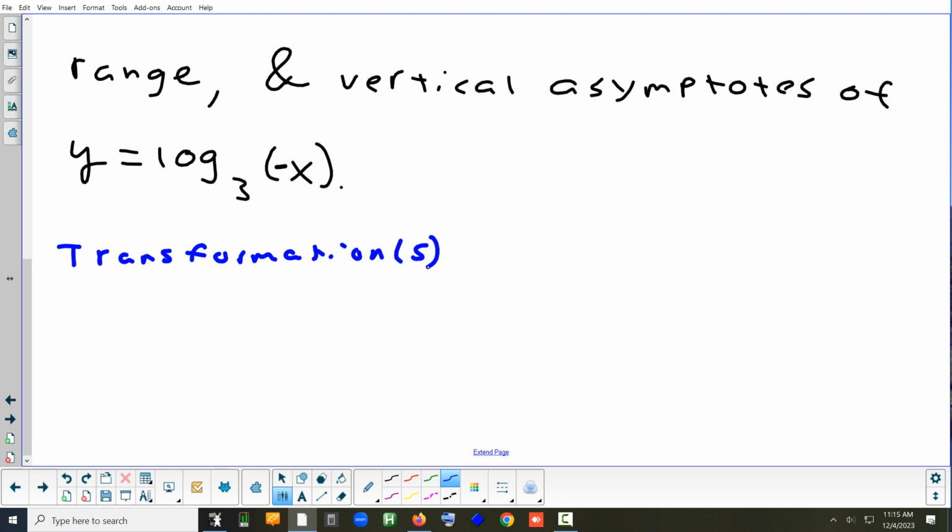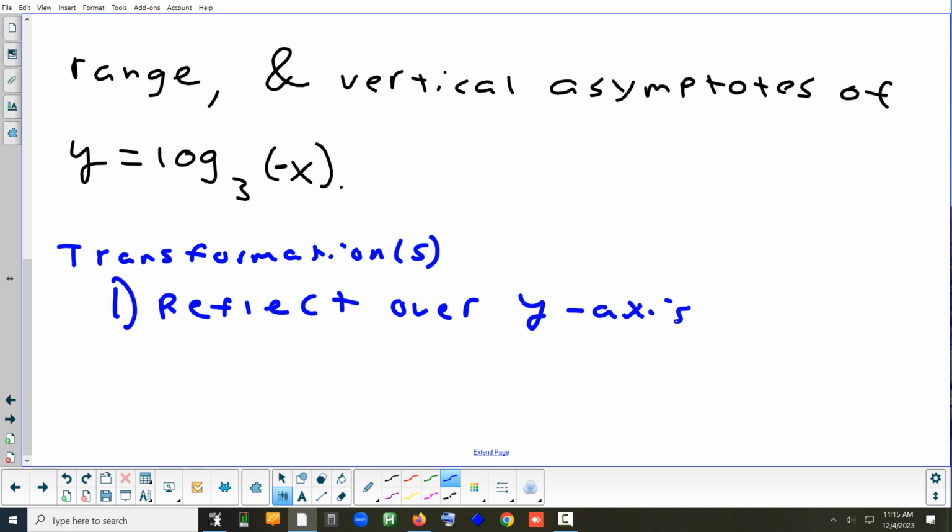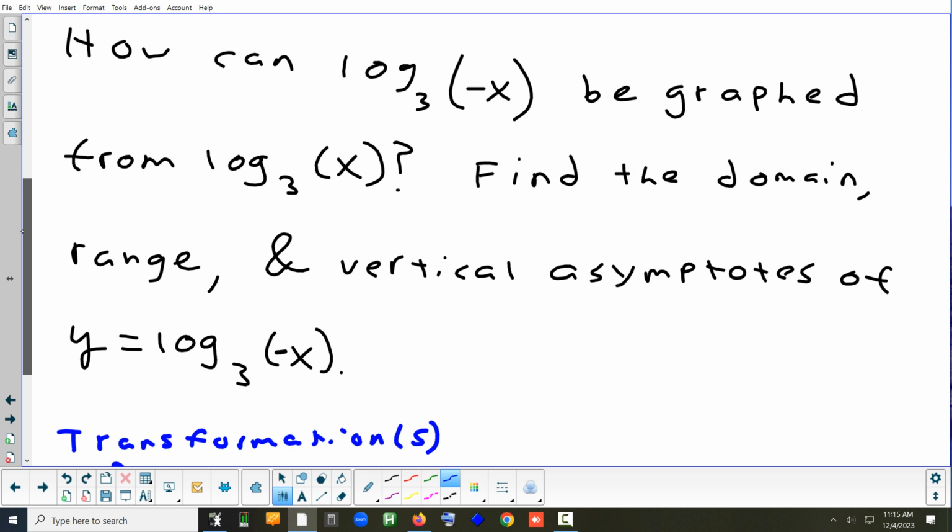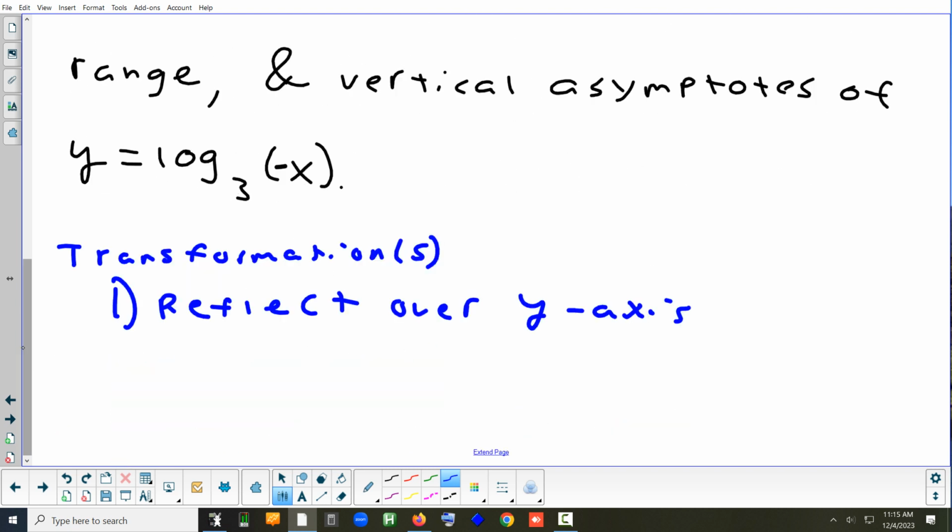So in this case, there is only one transformation: reflect over the y-axis. Now find the domain and the range. Okay, so we know what log base 3 of x looks like. We just looked at log base 3 with a negative x, and I'll show you how to type that in on the calculator too.